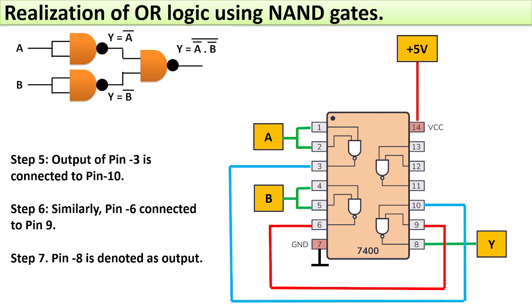Let's draw the conclusion. Here we have studied how to create OR logic, AND logic, and NOT logic using NAND gates, and we have also seen the physical implementation: how we can physically implement the functions using the NAND integrated circuit, that is 7400.